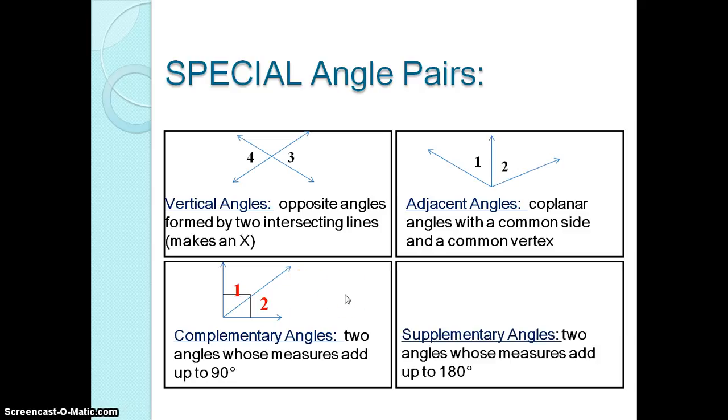Next one, supplementary angles are 2 angles whose measures add up to 180 degrees. So here we have a straight line that's 180 degrees, and now we have 2 angles forming that. So angle 1 and angle 2 are supplementary. Again, just like complementary, they do not have to be adjacent. If I had one angle that was 150 and another angle that was 30, I could say that they were supplementary.